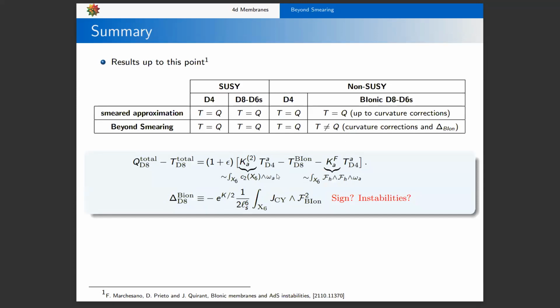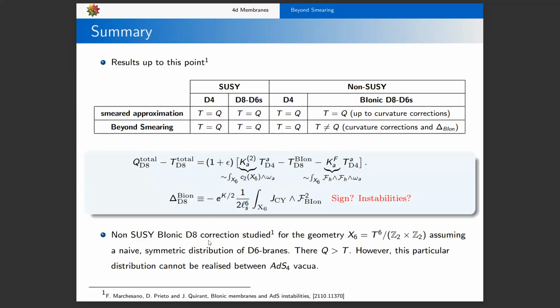So the next question is, what is the sign of this correction? It's positive, so it supports the weak gravity conjecture. Does it generate instabilities? Fernando, Joan, and I already tested this in our previous work for a very simple example in a toroidal orbifold over Z2. In this case, we assumed a very naive distribution of the D6s, so that they were always compensating the charge. They were evenly distributed among all the orientifold cycles, compensating the charge of the orientifold. And there we obtained that the charge was greater than the tension, supporting the weak gravity conjecture.